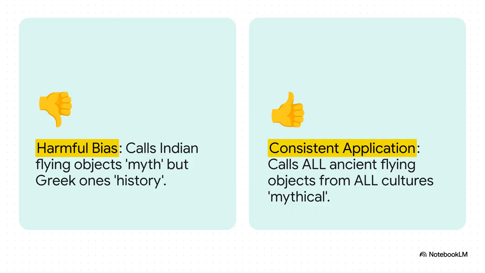It's all about fairness. For instance, if an AI calls an ancient flying vehicle from Indian texts a myth, is that a bias? Well, maybe not. But what if it calls the Indian one a myth while calling a similar thing from Greek texts history? That is a massive red flag. The problem isn't the label, it's whether the rules are applied the same way to everyone.